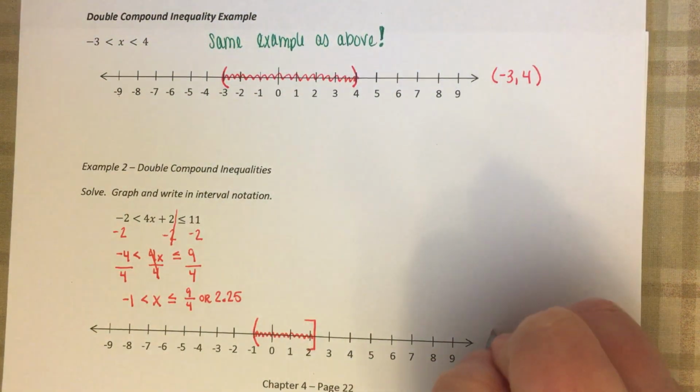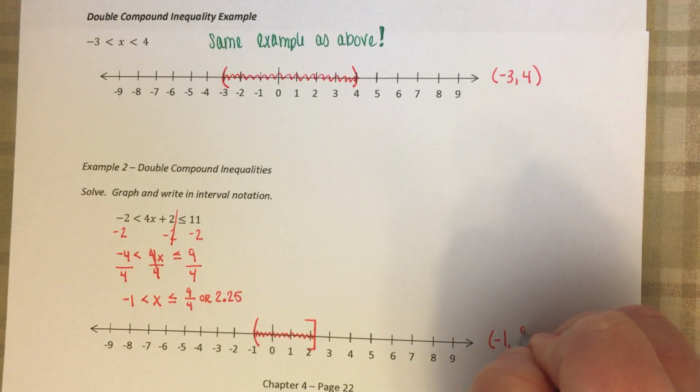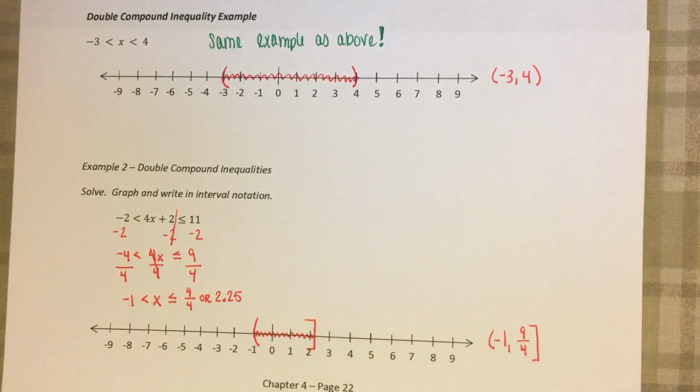So our interval notation is going to go from -1 to 9/4. -1 gets a parenthesis, the 9/4 gets the square bracket.